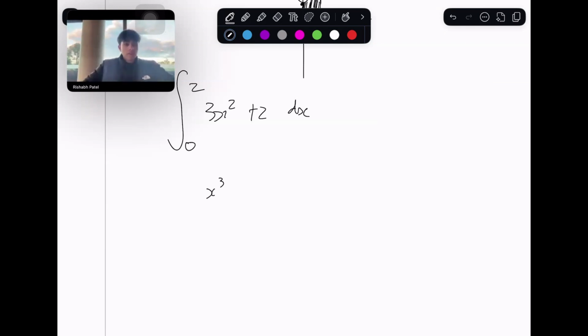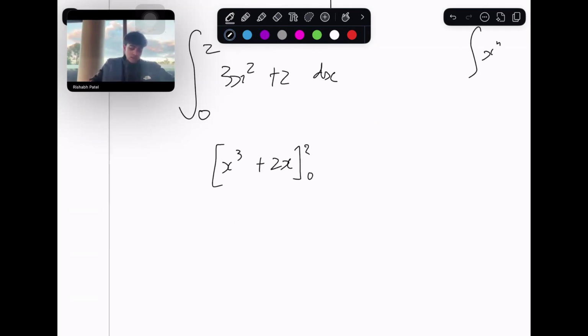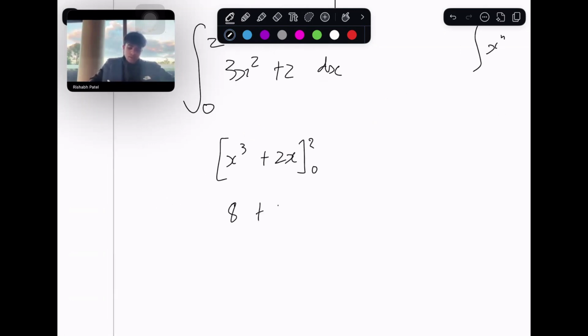Or another way we could go about this is the typical power rule of integration, where you add 1 to the power and divide by that number. So if you have x to the power of n, the integral of that is going to be x to the n plus 1, all divided by n plus 1, and of course plus c. But since it's bound, we don't have to worry about that plus c. Okay, so we know that we're going to get x cubed, and then we're going to add 2x to that. We need to bound this by 2 and 0. Sub in 2, you get 8 plus 4.